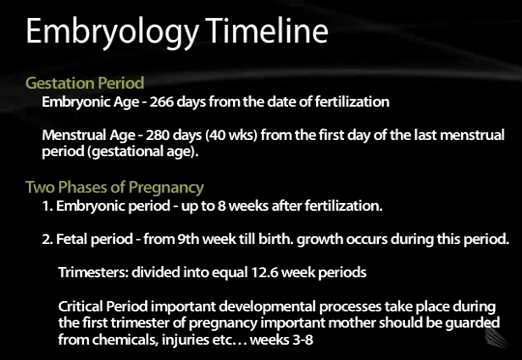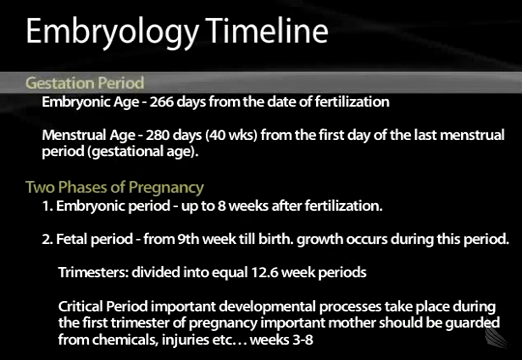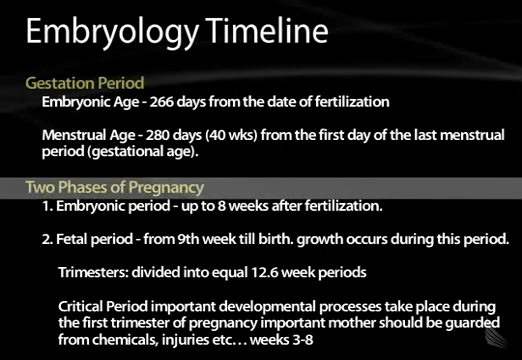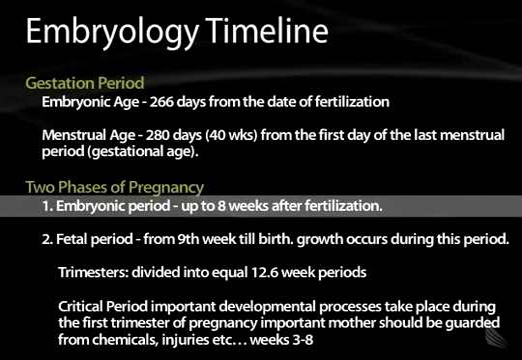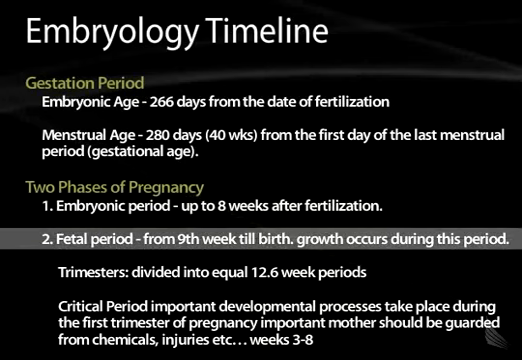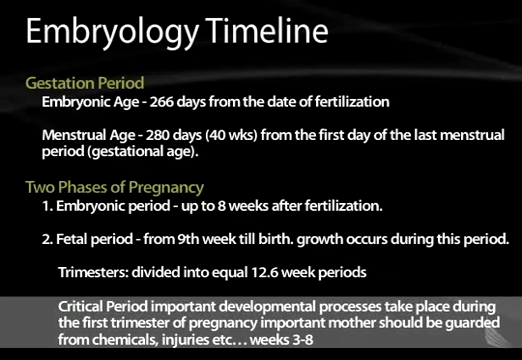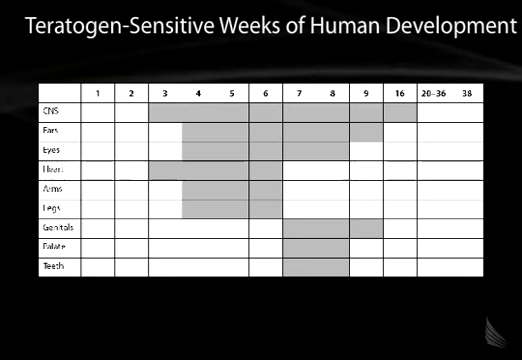Looking at the embryologic timeline, the gestational period here can be divided into two phases: the embryonic period, which is up to 8 weeks, and then the fetal period from the 9th week to birth. We're going to focus on some of the critical periods because these are important for teratogen influences, and the mother needs to be guarded from chemical injuries or environmental and other injuries that will take place and affect the fetus.